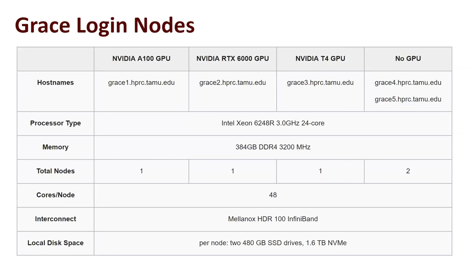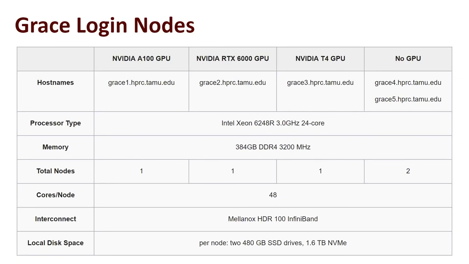And then Grace 2 has an NVIDIA RTX 6000. For those of you who play games, those are fabulous gaming GPU cards. It's a workstation version of the desktop card. Also there is the NVIDIA T4, which is used a lot for inference, for deep learning and neural network related research. So for the last two nodes, Grace 4 and Grace 5, if you are assigned to these two nodes when you log in to Grace, you probably need to SSH to one of those with GPUs.